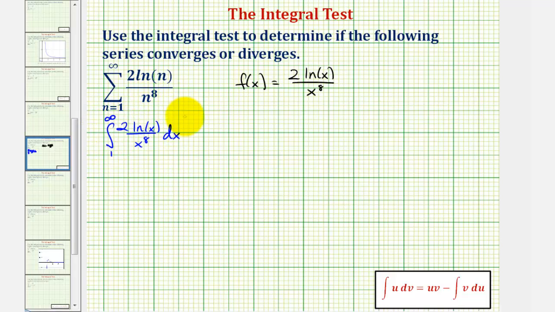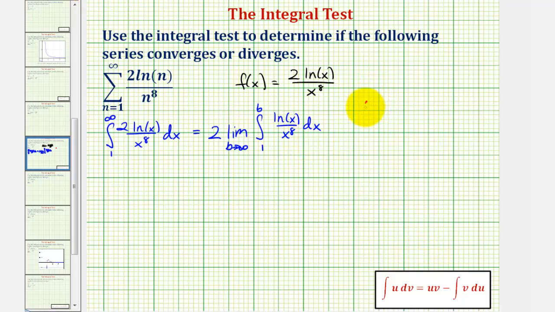Notice how we have an improper integral, so let's go ahead and factor out the 2 and write this as 2 times, we'll take the limit as b approaches infinity of the integral from 1 to b of natural log x divided by x to the 8th dx. And now to find the antiderivative, notice how we'll have to apply integration by parts.